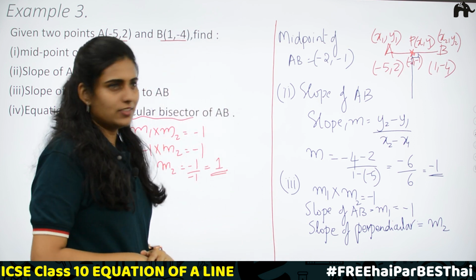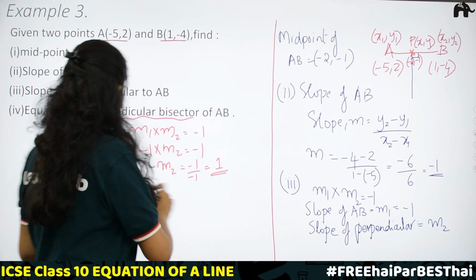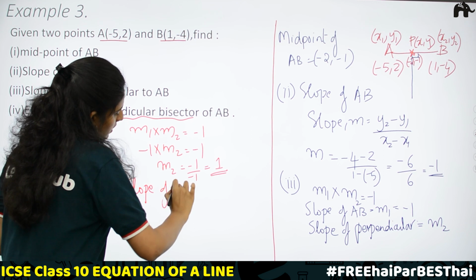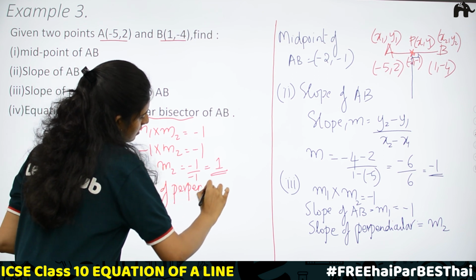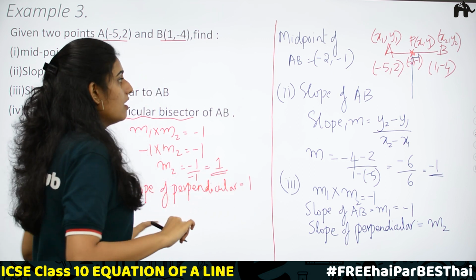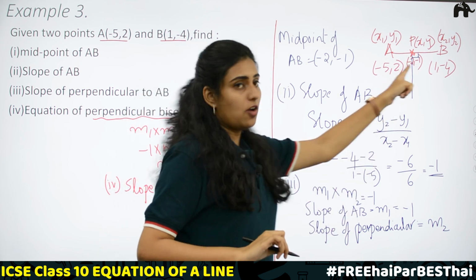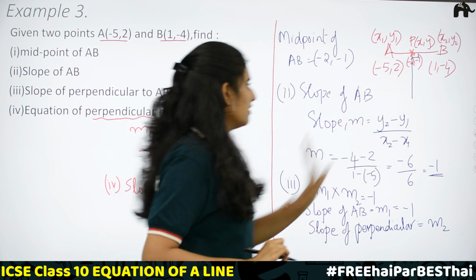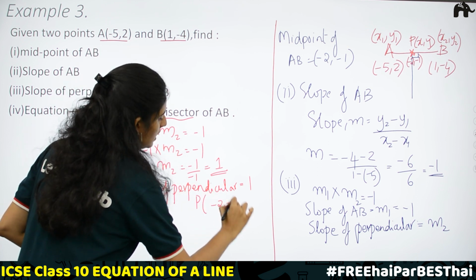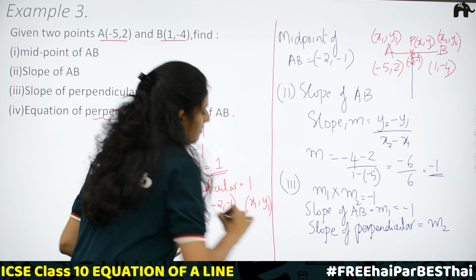How to find the equation of this line? Already we have the slope of the perpendicular. Yes. For the fourth question, we have slope of perpendicular is equal to 1. What else do we know? We have a point that lies on this perpendicular bisector. Which point? The midpoint of line AB. We have point P minus 2, minus 1. Okay, so these coordinates we take as x1, y1.